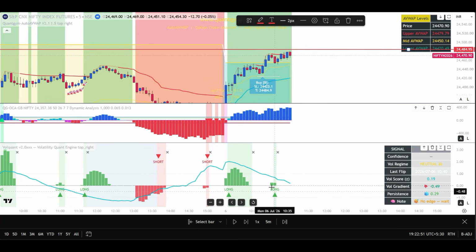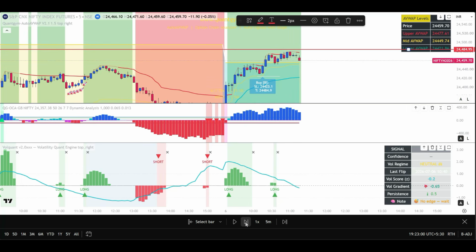We get another long signal out here, but we are already long. So this is not a trade which you are going to take because you are already in the direction of that trade. This buy also I ignore because I'm already in a buy trade.